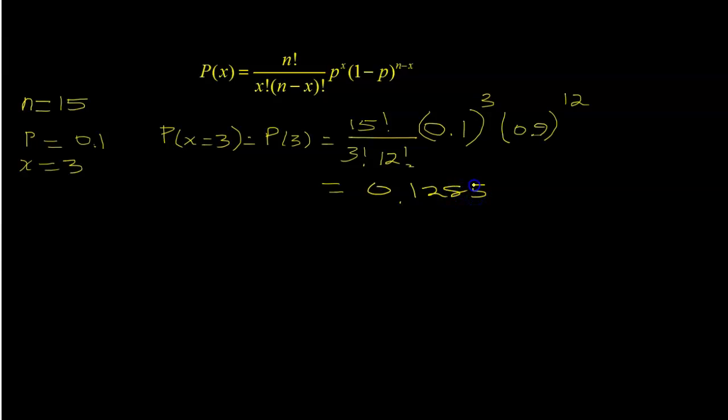So coming back in here, my answer works out to be 0.1285. So for this population, knowing that 10% are defective, basically there's a 12.85% chance that if we picked 15 items out of this population, 3 of them would be defective in some way.